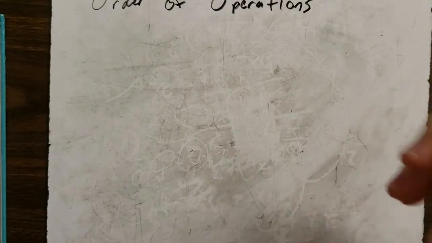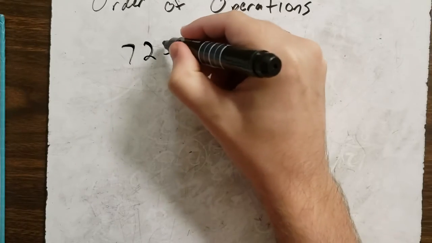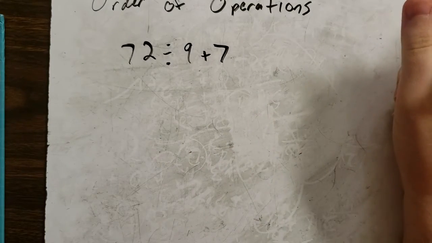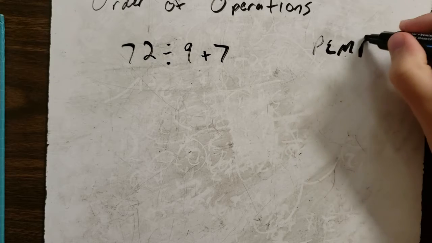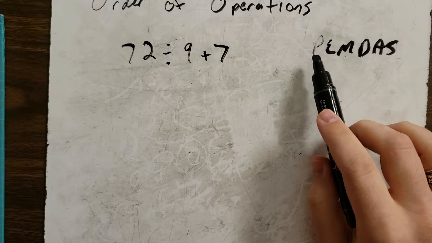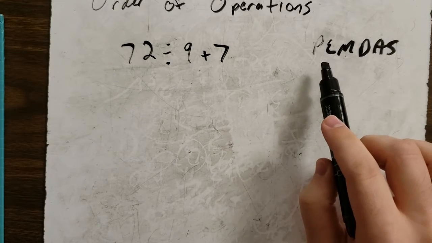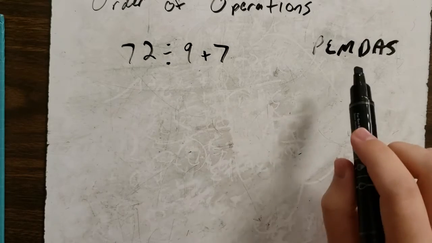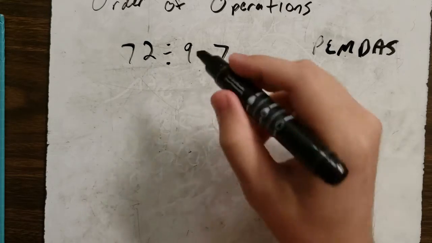So let's do an example. Let's start off simple. We'll do 72 divided by 9 plus 7. Okay, so because we're using PEMDAS, we can write that down over here for reference. So we look for parentheses. Do we have any? Obviously not. Exponents, no exponents in this one. Multiplication, no. But division we have. So division we have here first.